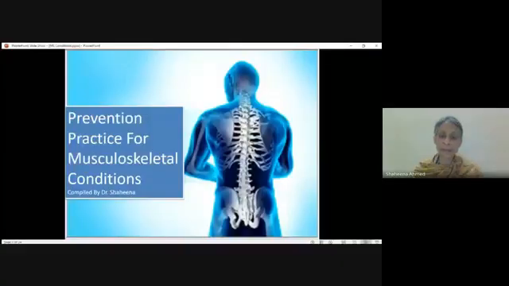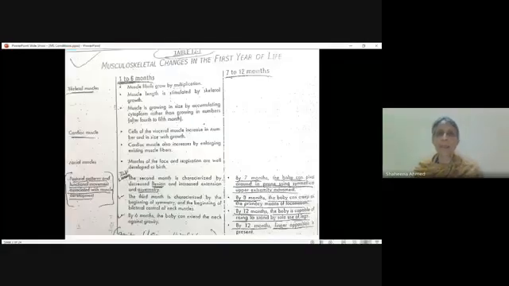Bismillahirrahmanirrahim. Today we are going to start the chapter on musculoskeletal conditions. Today we are going to look at the different musculoskeletal changes that we see in the life of a human being. And basically we are going to study the changes from birth till adult life.